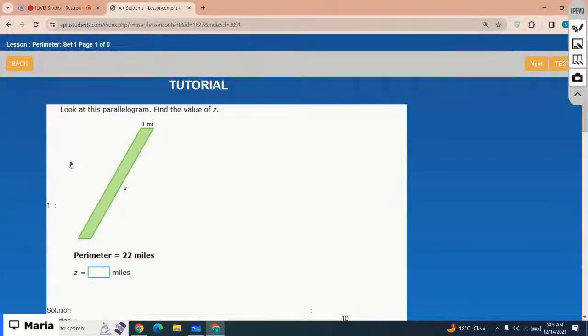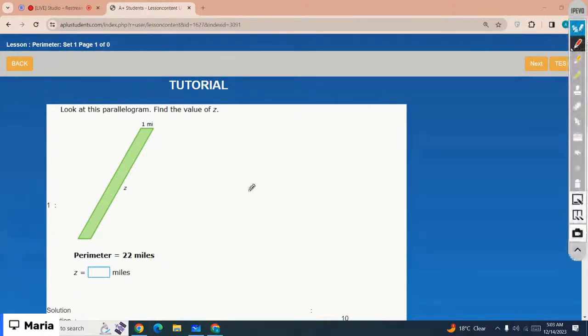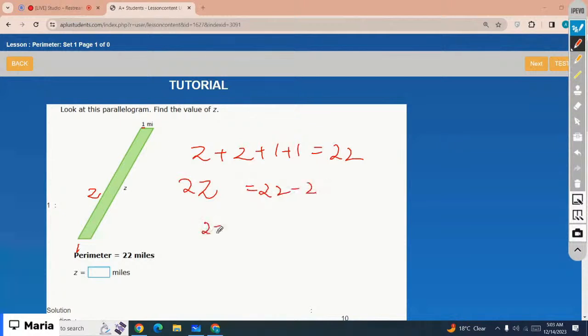So you are given one of the sides and the perimeter, you need to calculate the other side, right? How do you calculate? We know that the perimeter is the sum of all the sides, right? This one and this one are equal. So the sum of all four sides is z plus z plus 1 plus 1 and their sum equals 22. So z plus z is 2z, and move the 2 to the other side: 22 minus 2. 2z is 20. You have to divide both sides by 2, and z equals 10. That means the length of this side is 10 and this side is also 10.